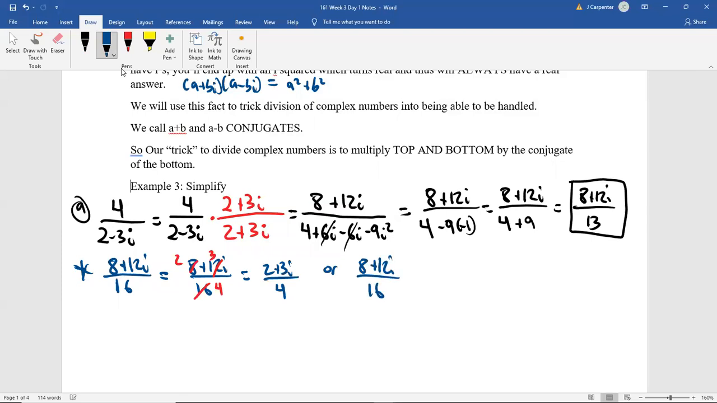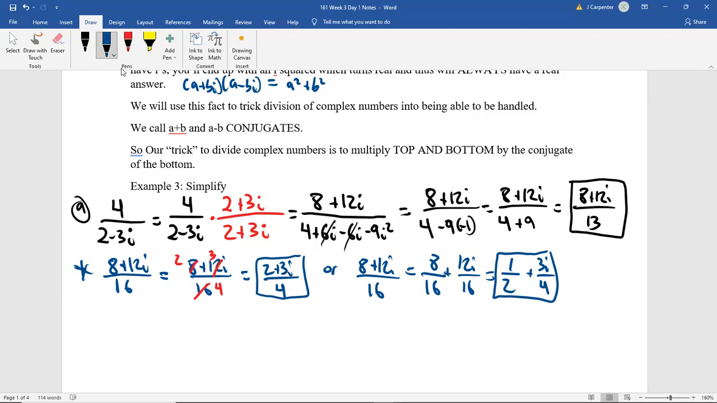So here's the alternate way. If you don't like that, just split the fraction: 8 over 16 plus 12i over 16. 8 over 16 becomes a half, and then 12i over 16 becomes 3i over 4. In fact, you can see the first fraction is different, but both of these would be accurate answers. You can't say, oh, 2 and 4 reduces to 1 and 2, because the 3 doesn't cancel with them. That's how these compound fractions work.